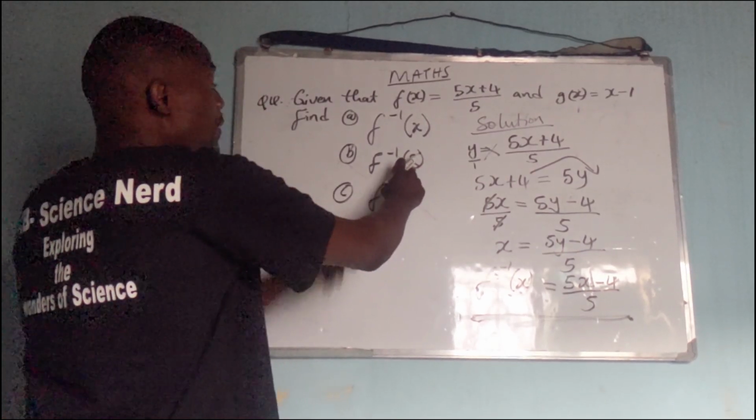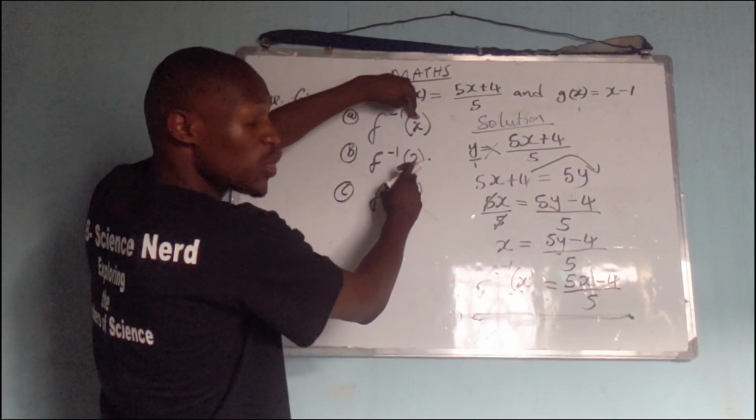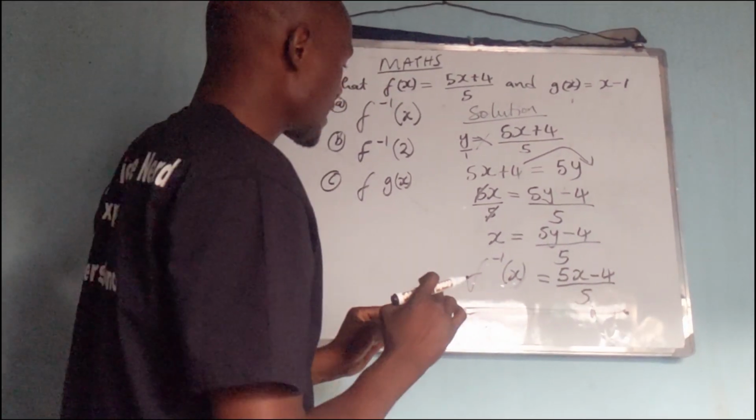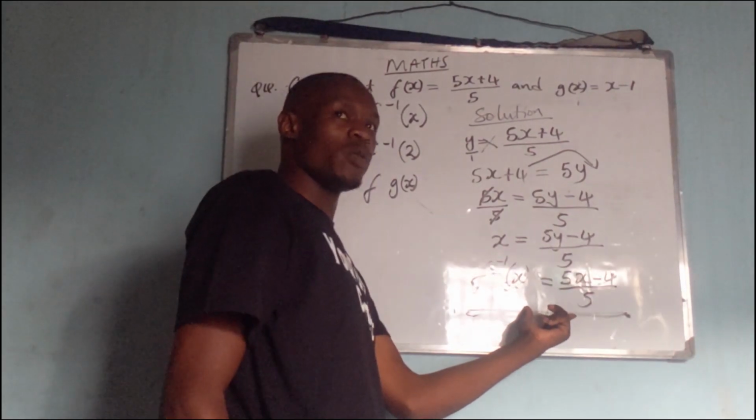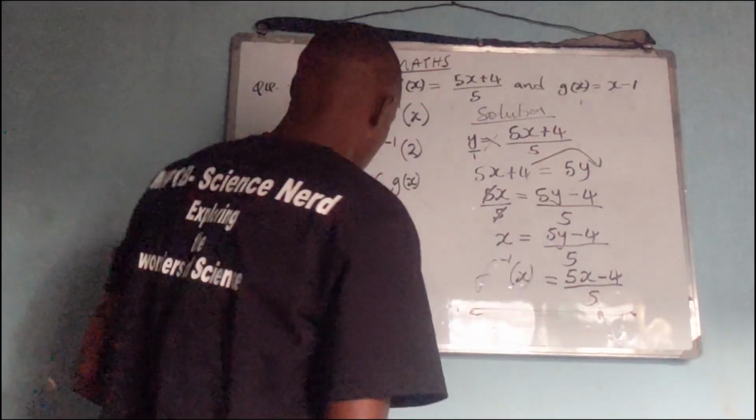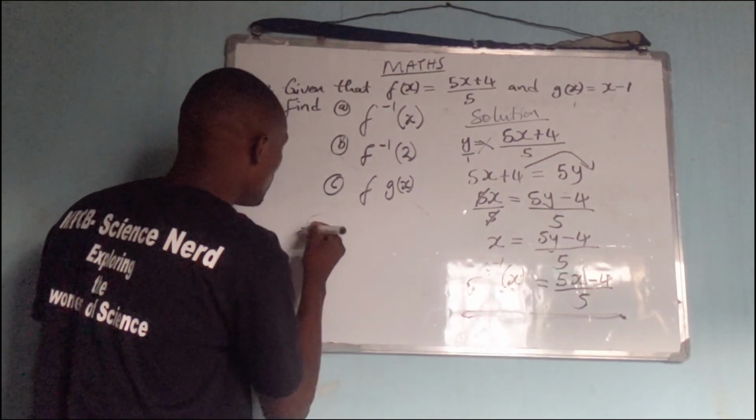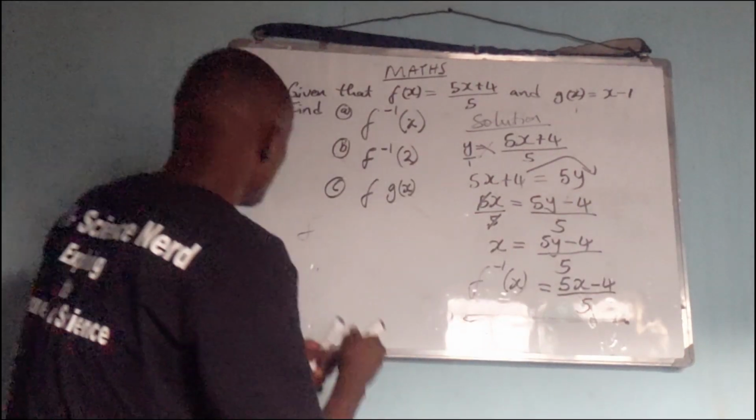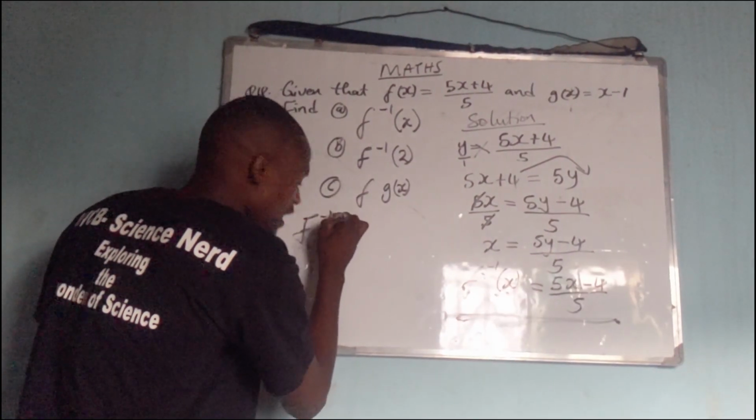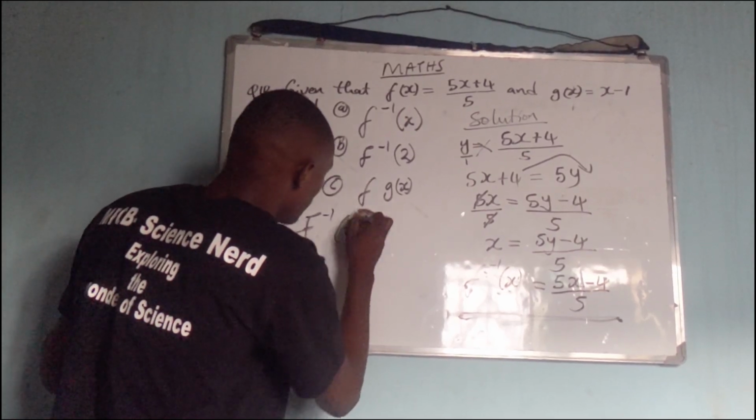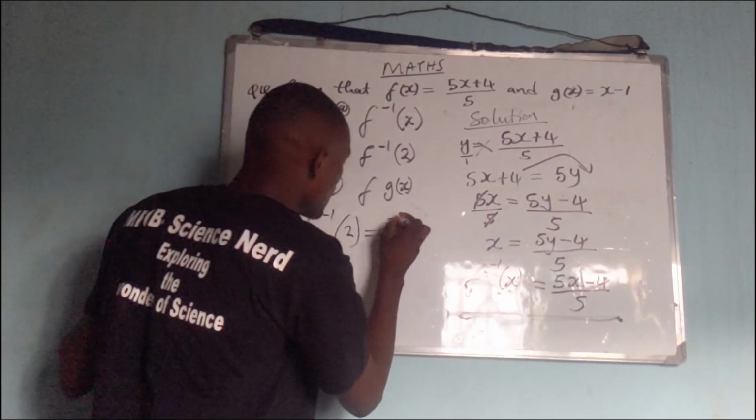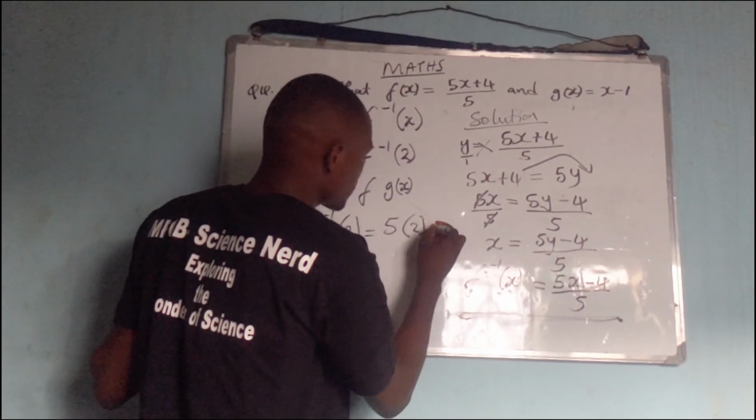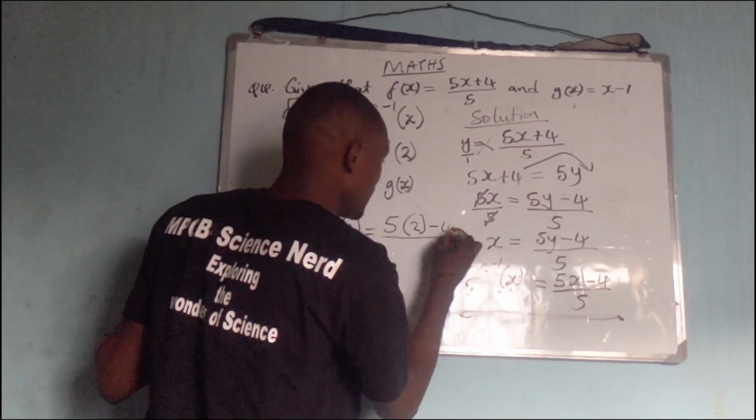So they have replaced the x by 2, which means whenever we are going to see x in our inverse of the function, we replace it by 2. This means that we are going to have the inverse, okay? So we are going to have the inverse of the function of 2, which is equal to 5, open bracket, where there is x we put 2, we close, minus 4 divided by 5.